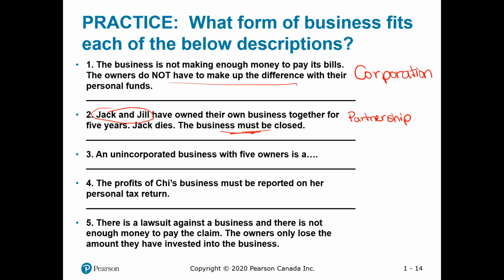Okay, number 3, an unincorporated business with 5 owners. So unincorporated, we know it's not a corporation, and if there's more than one owner, again, this must be a partnership.